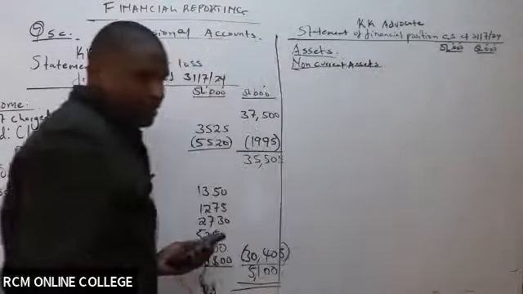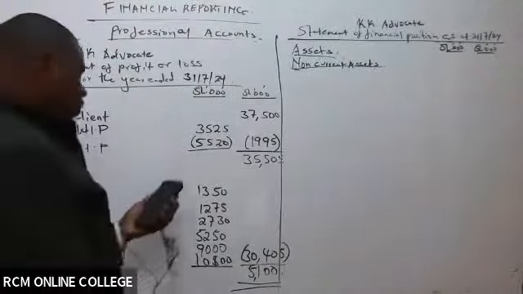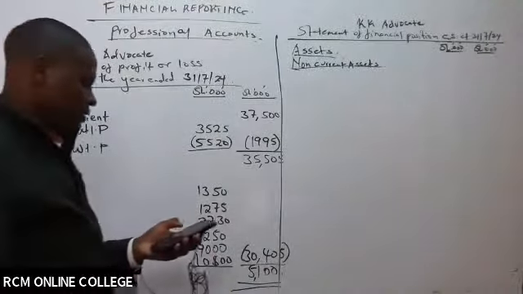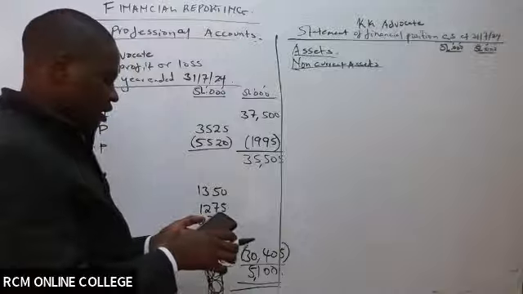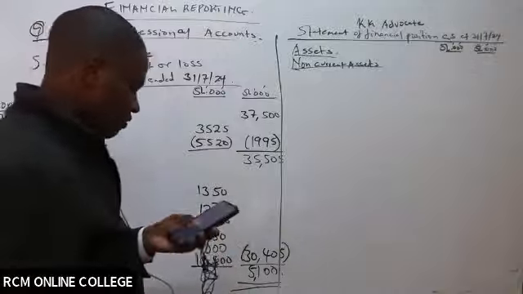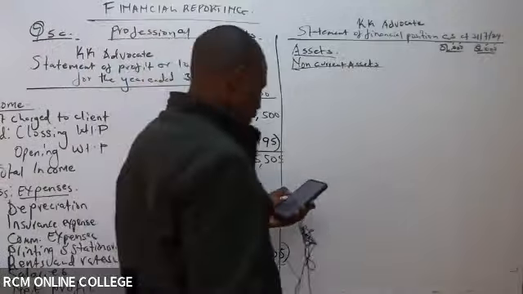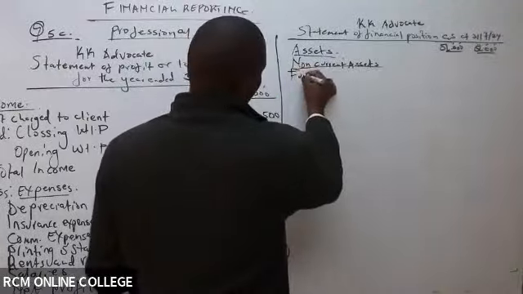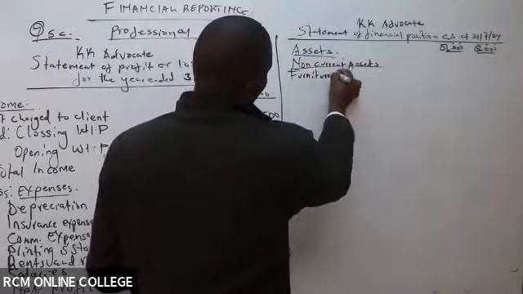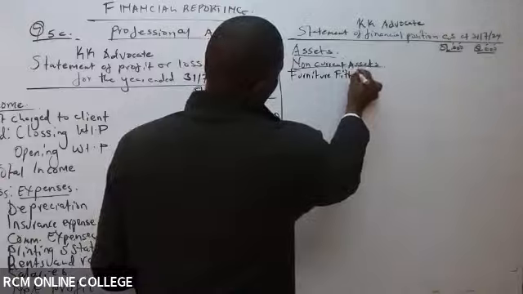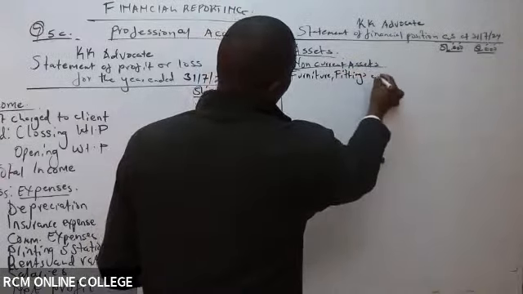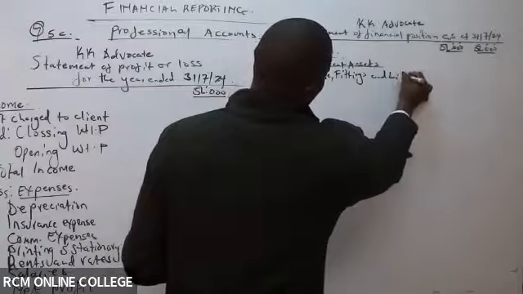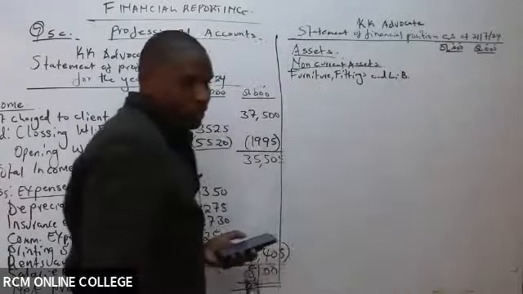Our non-current asset class, we have one. Which name did they give the non-current? Furniture, fittings and library books.